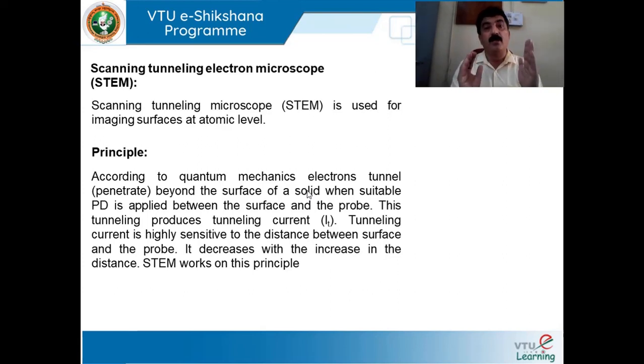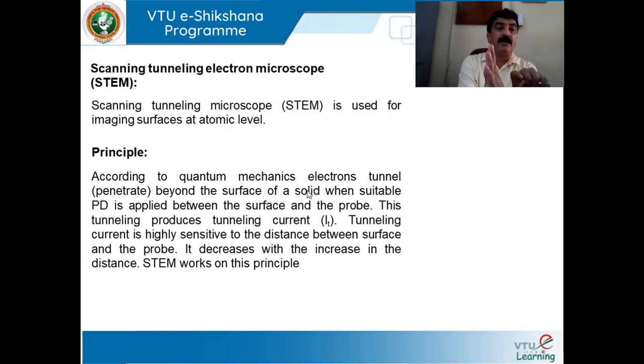So according to quantum mechanics, when an electron hits the wall, there is a small possibility of the electron tunneling through the wall, and a possibility of finding the electron outside the potential well also. So this is called quantum tunneling. And this particular instrument, that is the scanning tunneling microscope, works on that principle.